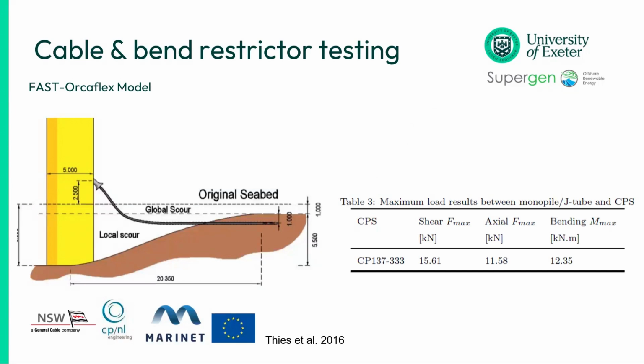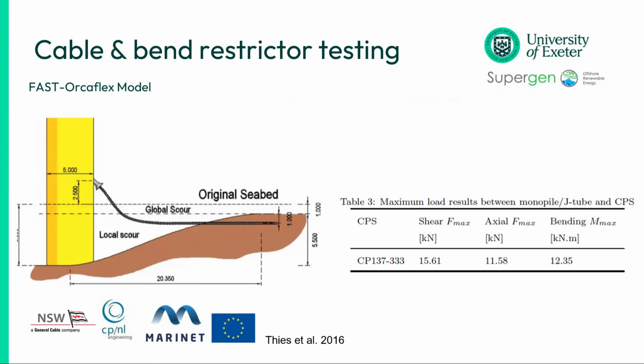I've got one example here on which we worked as part of the Marionette projects with NSW cable and CPNL, and that was for offshore fixed wind and basically the scouring problem that some of those early installations have experienced. These are static cables, so if you have the original seabed, you'd have the cable coming out the J tube and a very short section going into the seabed, so that you minimize the free span.